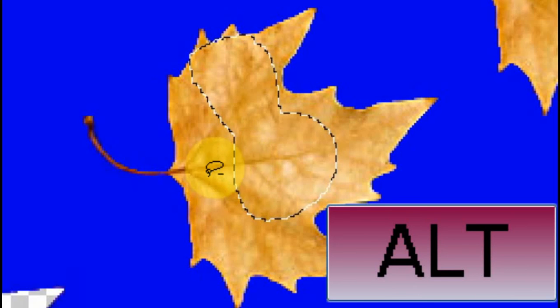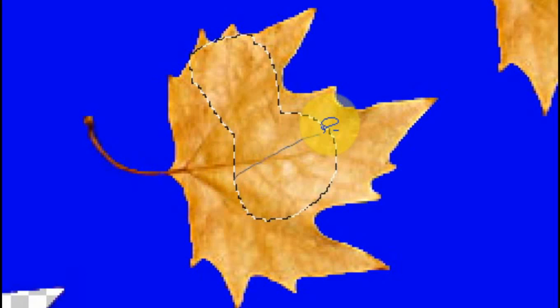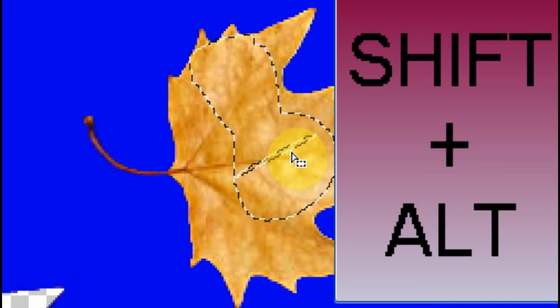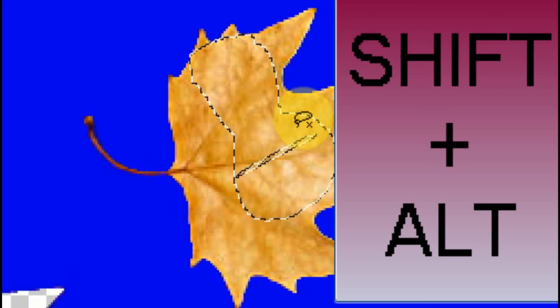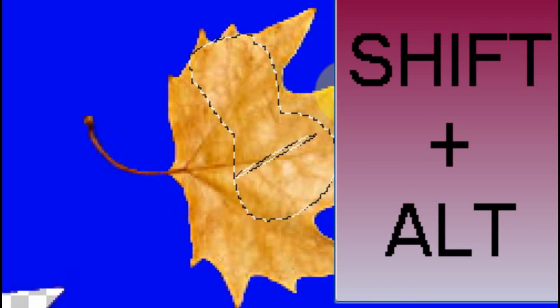Alright, now look. I can press Alt to subtract from while I click and drag, and it will do that. It subtracted that little piece right there. And then I can press Shift and Alt to activate the intersect. So Shift and Alt, and then point, click, and drag, and it will do the intersection only.